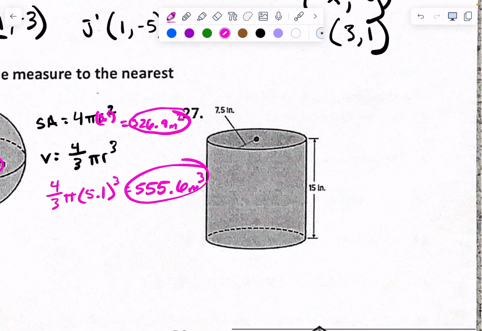Okay? All right. Cylinder. Can you slow down? Yep. Can you go faster? I tried. Just kidding, Kellen.